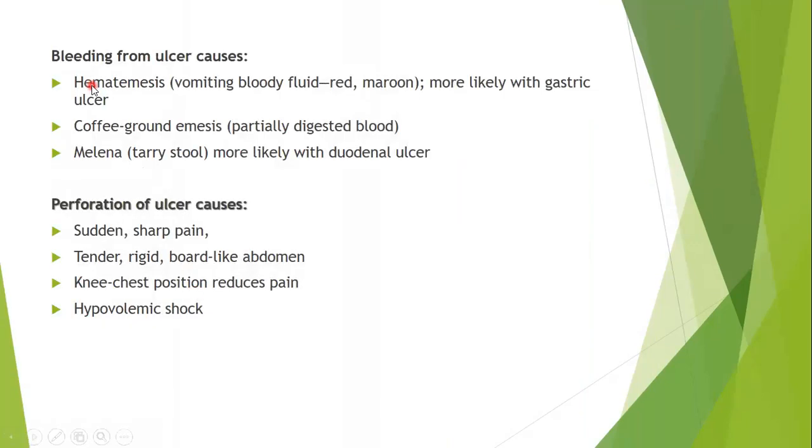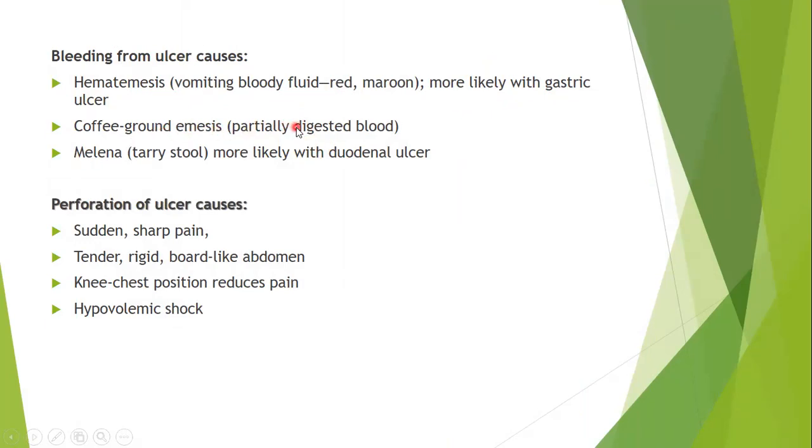Another set of symptoms is bleeding from the ulcers. Remember, if the bleeding occurs into the esophagus, then a patient will have hematemesis. They'll be vomiting blood, bloody fluid, which may be red or maroon in color. It is more likely with gastric ulcer, but also with esophageal ulcers. Then coffee ground emesis, this is partially digested blood.